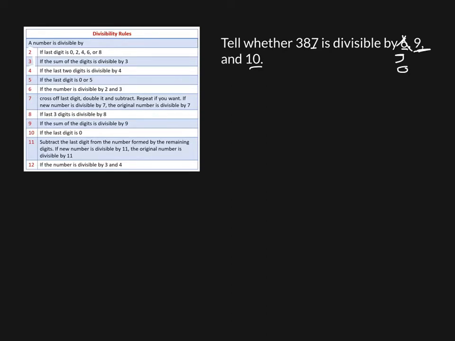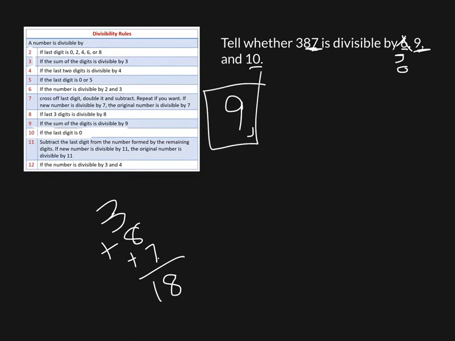Is it divisible by 9? If the sum of the digits is divisible by 9, so sum means add. 3 plus 8 plus 7. Alright, so I can make a 10. 3 and 7 makes a 10 plus an 8 would be 18. Is 18 divisible by 9? If I count by 9s, do I hit 18? Yes, I do. So yes, it is divisible by 9. Is it divisible by 10? Is the last digit 0? No. So this number, 387, of the numbers they gave us, is only divisible by 9.